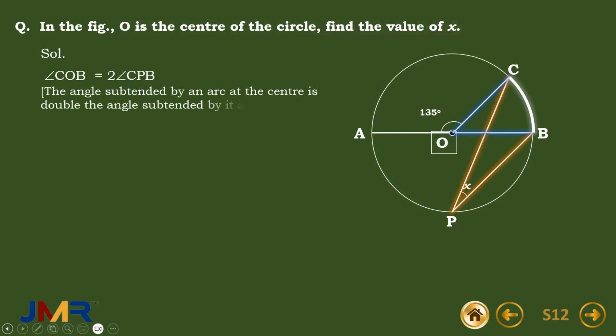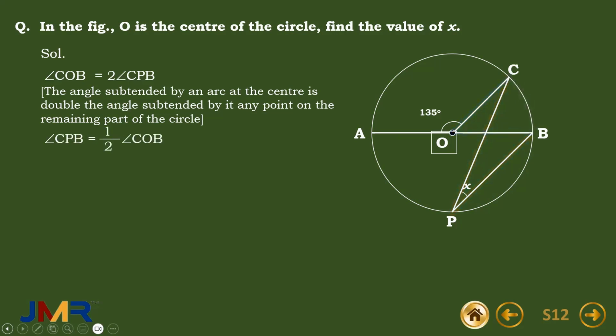Very simple. Angle CPB or BPC, that is twice the angle X, is equal to angle COB. Why? Because of the previous theorem: the angle made by an arc at the center is double the angle made by the same arc at the circumference. So angle CPB is nothing but half of angle COB. If I am able to compute angle COB, I can find angle CPB very easily.